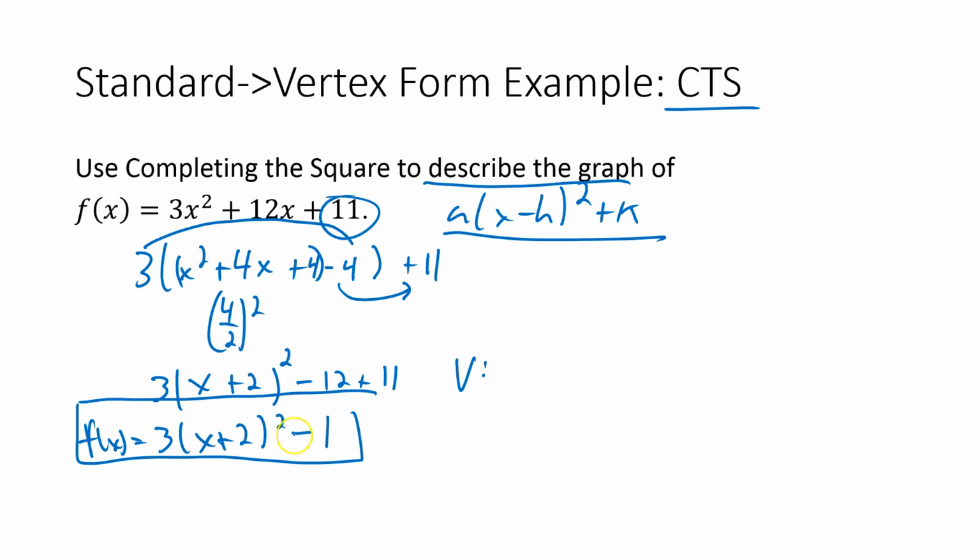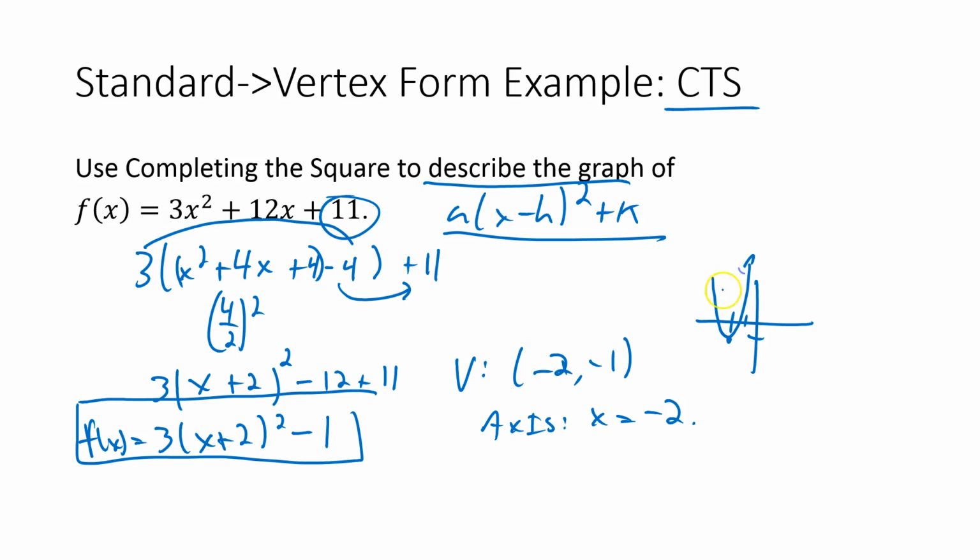Our vertex is going to happen at negative 2, because it's the opposite of what we got there, and negative 1. That means that our axis of symmetry happens at x equals negative 2. That's kind of cool. That wasn't too hard to do. And that 3 out front there, that's going to give us that vertical stretch. So, once again, negative 2, negative 1. We've seen this before. There's our parabola, and it's going to be nice and skinny because it's got a stretch of 3.